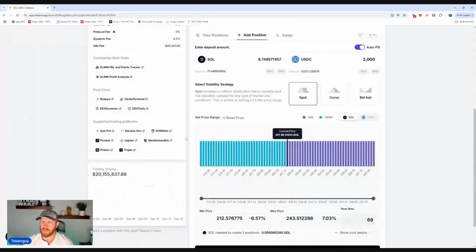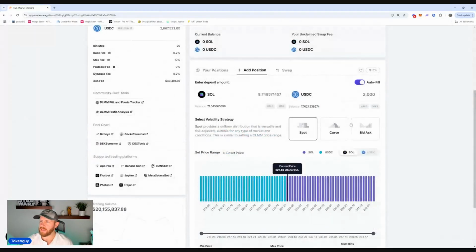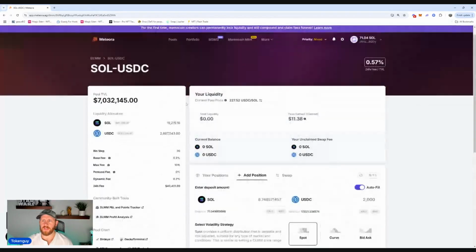And that's the gist of how you would set up your pool. We would just come here, click add liquidity, and then accept the transaction and create the pool. That's the basics of how you would set up a pool on Meteora to create a DLMM liquidity pool specifically.